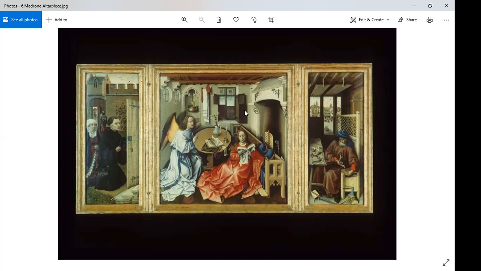And then we have line. The line here is all thin outline. There's no bold outline here. Michelangelo, about 100 years later, invented that technique.